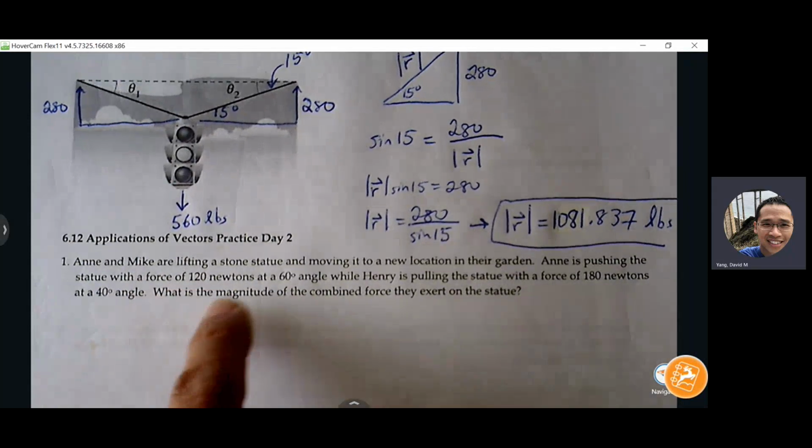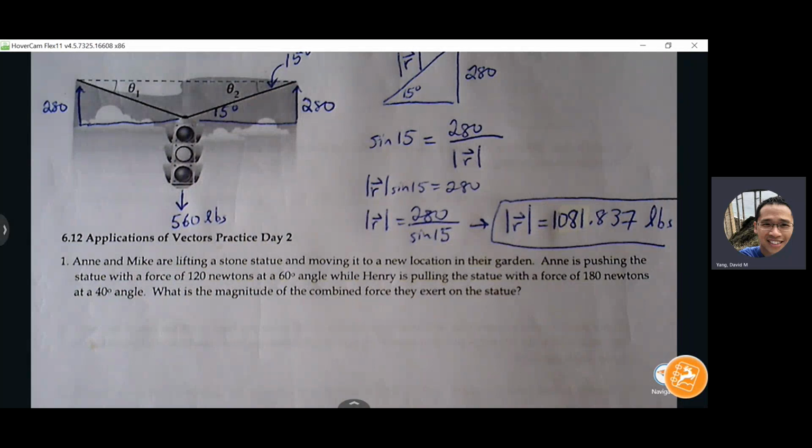Okay, so let's look at number one, halfway down. This should be more straightforward. We're just going to be adding the result of those two vectors. One of the names is wrong, so I'm going to read this here.